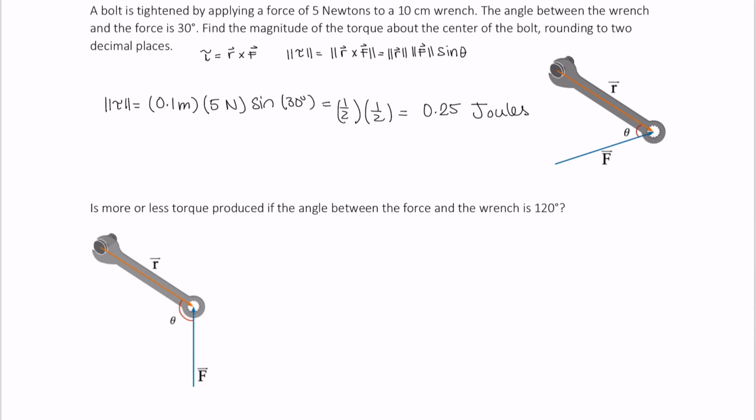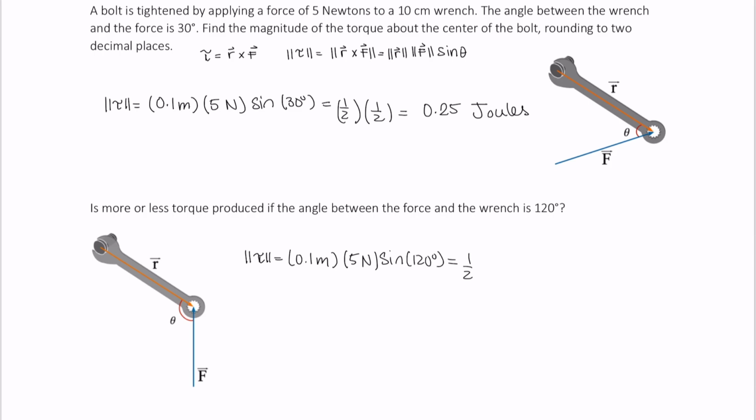Now, there's a follow-up question here. Is more or less torque produced if the angle between the force and the wrench is 120 degrees? So let's figure that out. Okay, so this, again, is really simple to compute. We just change one thing. The length of the wrench hasn't changed. The force applied hasn't changed. Just the angle has changed.